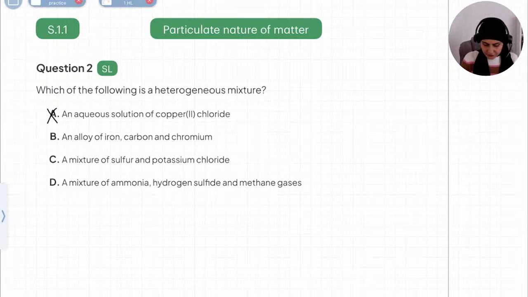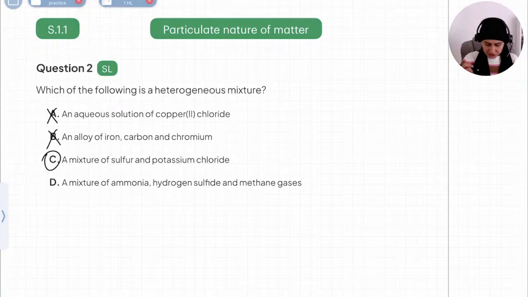An alloy of iron, carbon, and chromium. Well, it's an alloy, right? An alloy is when everything would look just like a metal. You won't be able to tell whether it's just iron or whether they've added anything else. So there would be no different phases, so not B, it would also be homogeneous. A mixture of sulfur and potassium chloride, yes, that's heterogeneous, because sulfur is a yellow solid and potassium chloride is white crystals, and when you mix them up, you would definitely see that there are two different substances which are not combined together. They haven't formed any bonds.